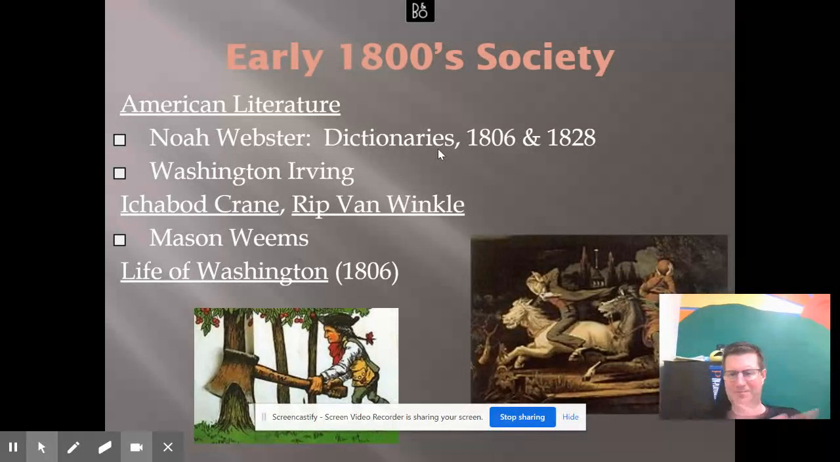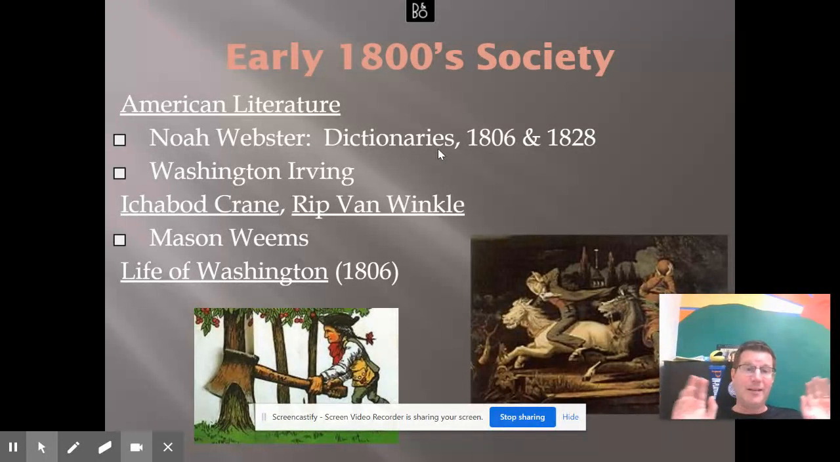Prior to 1806, you could kind of spell things the way you wanted. As long as people could get the message across, there wasn't a correct spelling. I'm a terrible speller. I would have loved it.